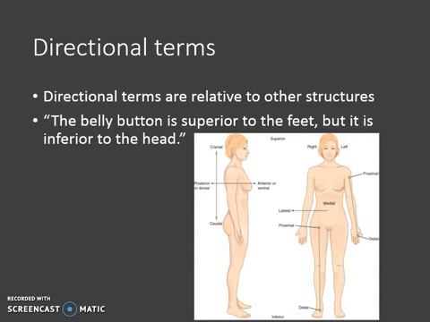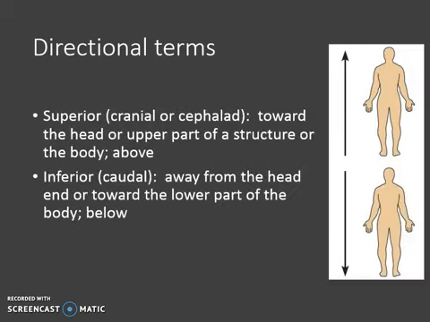But the belly button we could say is inferior to the head. So even though the belly button is superior to some structures, it is inferior to other structures. So it's important to give more of the big picture as to what something is. You can't just say the belly button is superior, because it's not always superior, depending on what you are comparing it to with the other structures. So let's take a closer look at these directional terms.